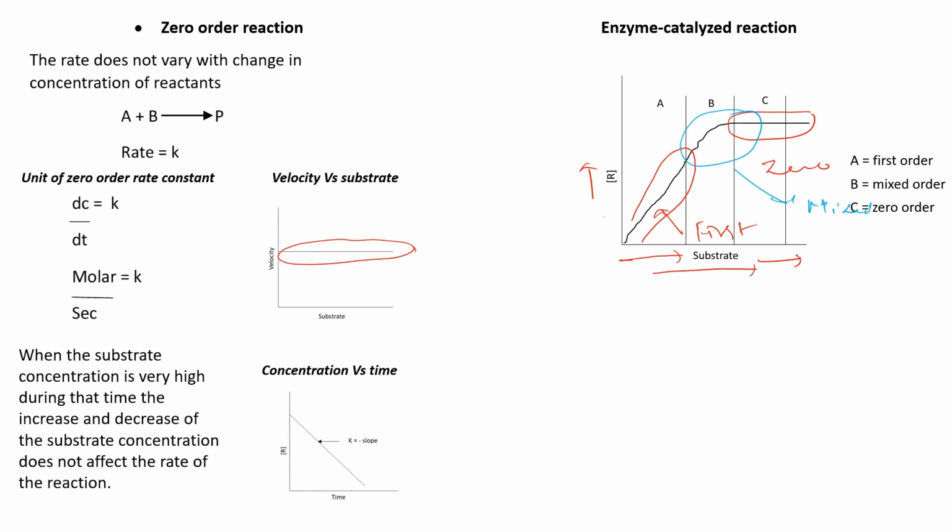So clear? Understood? What do you mean by order of reaction? And what is the difference between first order, second order, or zero order reaction? By seeing the unit also, you can say whether the reaction is a first order, second order, or a zero order reaction. You have to look for the unit of K. By looking at the unit of K, you can say which order reaction it is.